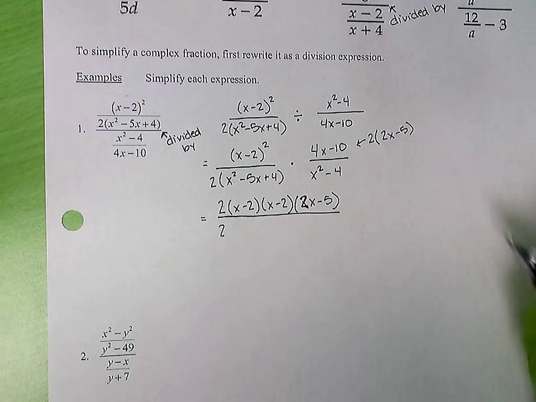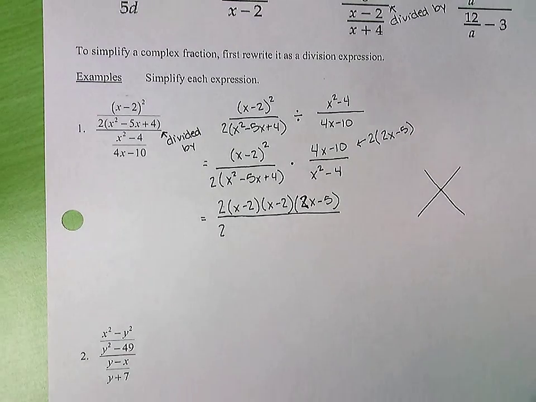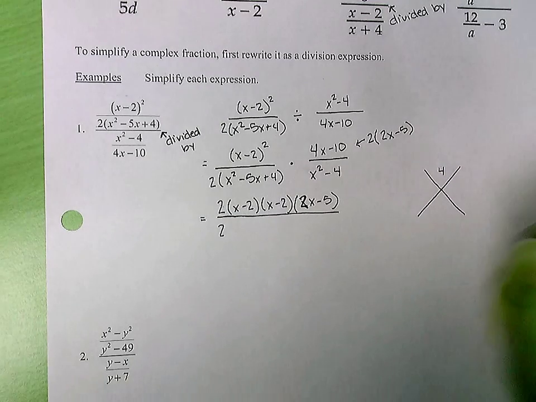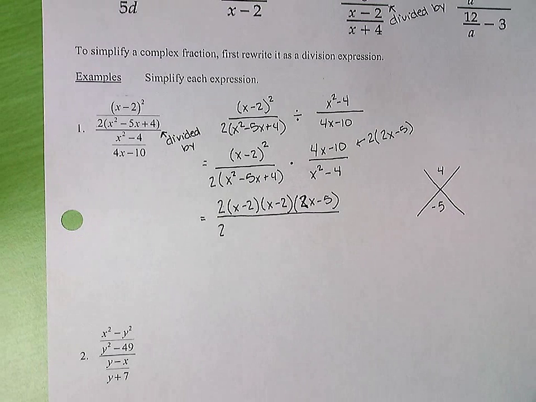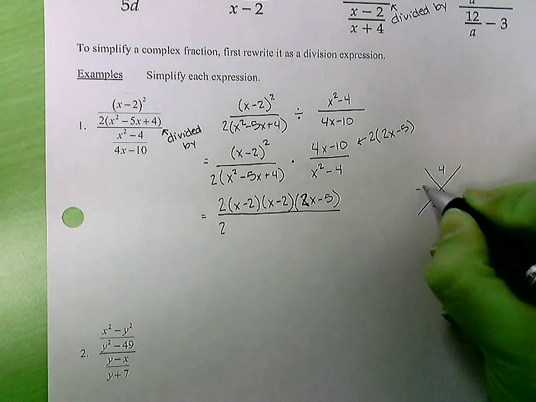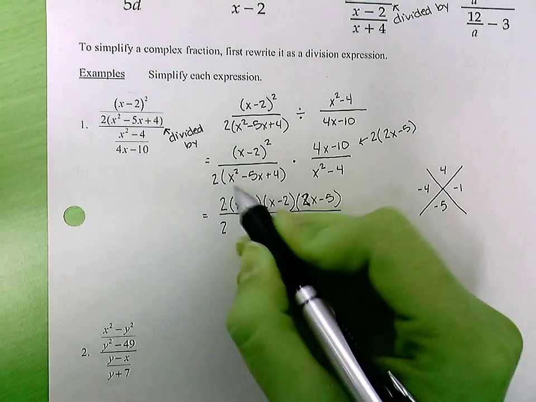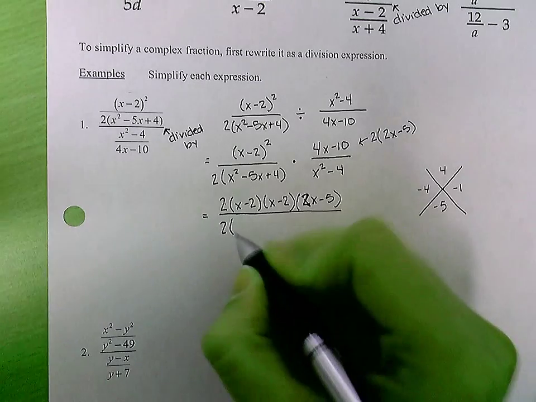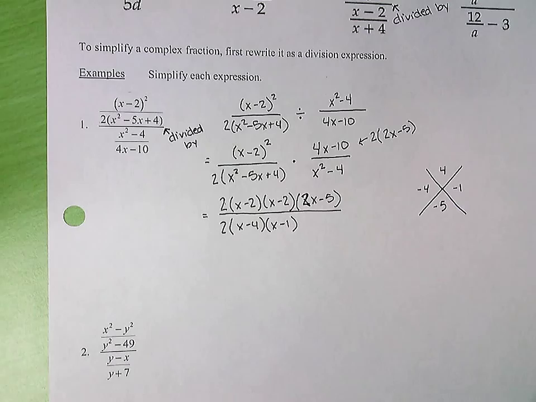If you need to, again, off to the side, we can do that x method. So what multiplies to get positive 4 and adds to get negative 5? 4 and 1. Yes. So instead of rewriting this now, I can write it as x minus 4 times x minus 1.